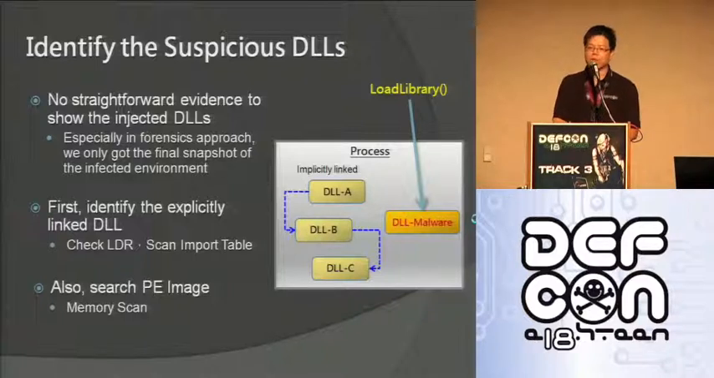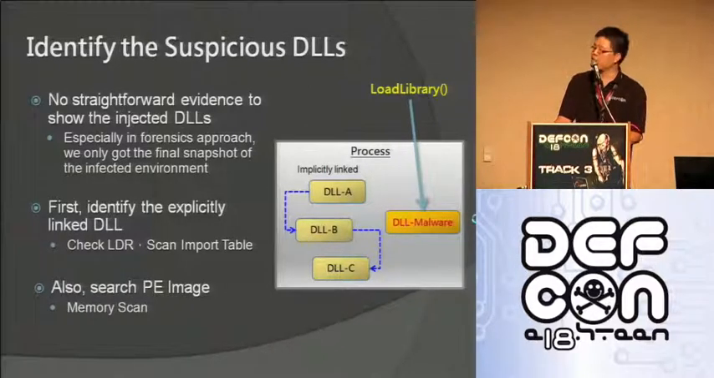On the other hand, if the process does not load a DLL at runtime, it is actually doing some code injection instead. Then our approach is to search the memory and try to find the suspicious PE image.